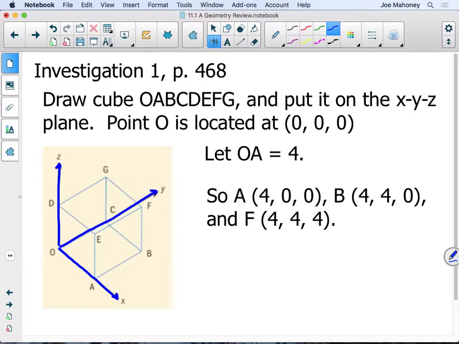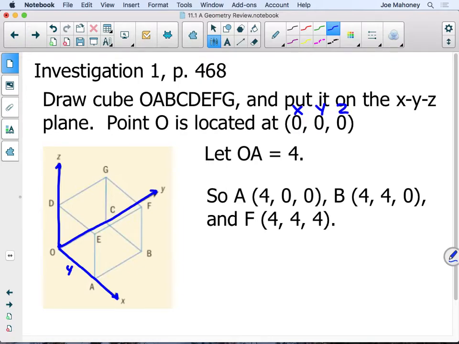And we're going to say that OA has a length of 4, and it's a cube, so that means all the sides have a length of 4. We also just talk about the origin a little bit too. So the origin, we'll put point O there, and its coordinates are 0, 0, 0. So we're just going to add a third coordinate, and that's going to be our z value. So this is our x, that's our y, and that's our z.